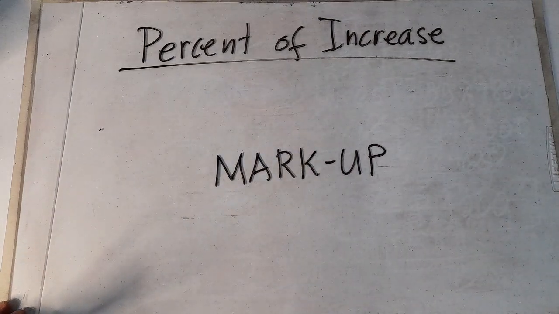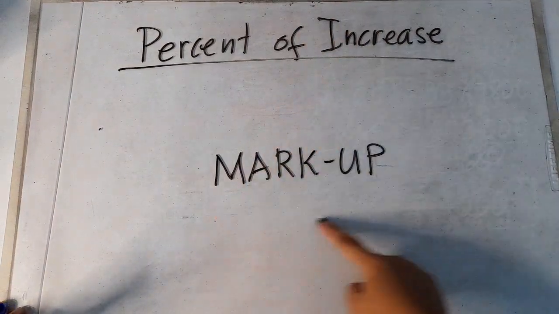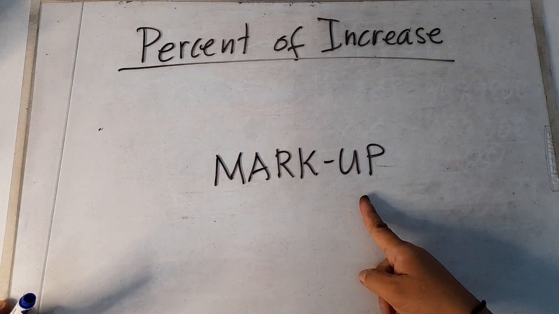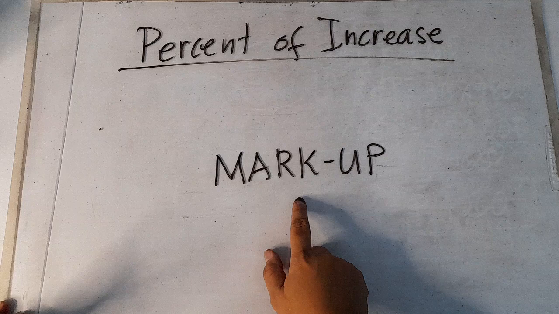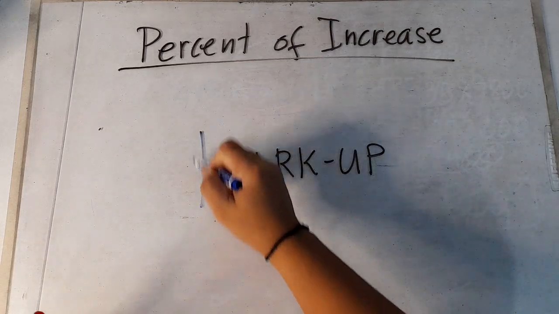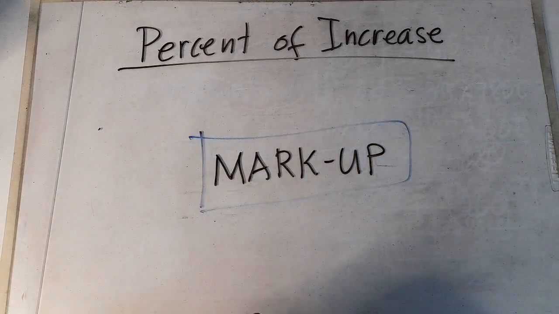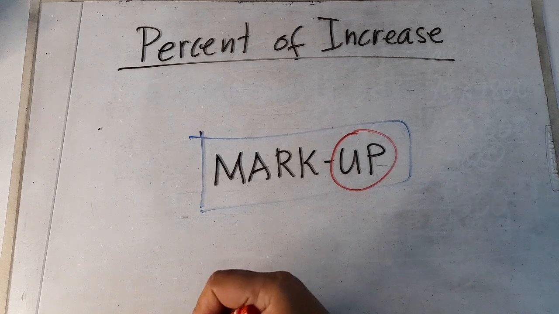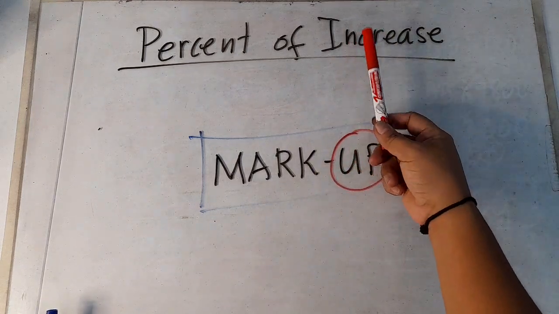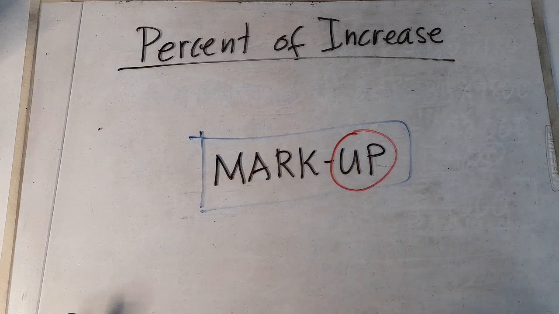In this lesson video, we will be discussing percent of increase. And we will have markup for this video. Okay? So, anong ibig sabihin pag markup? Okay, tatandaan natin. Pag sinabing markup, tignan nyo na lang yung salita. Anong meron dyan? Okay, merong salitang up. Ibig sabihin, it's an increase. It goes up. It's an increase. So, kung yan ay marked down, it's a percent of decrease.